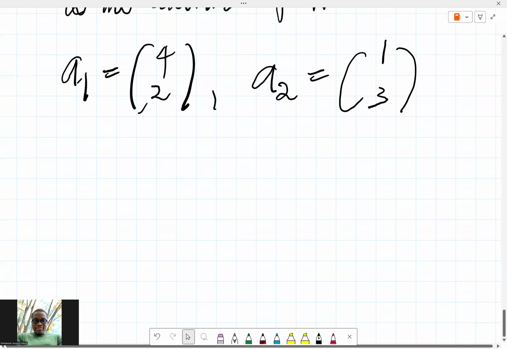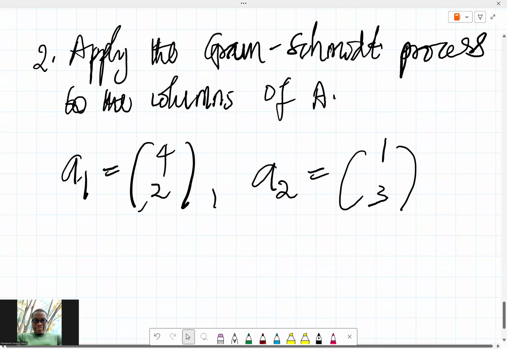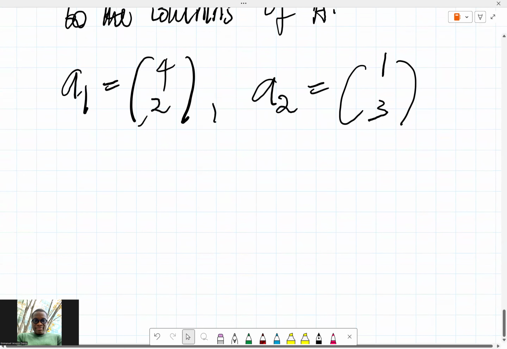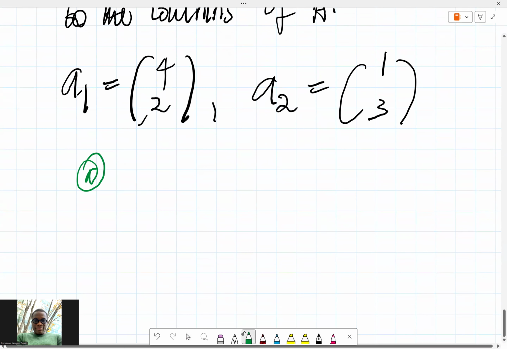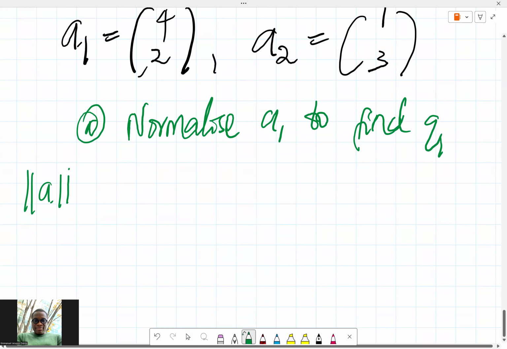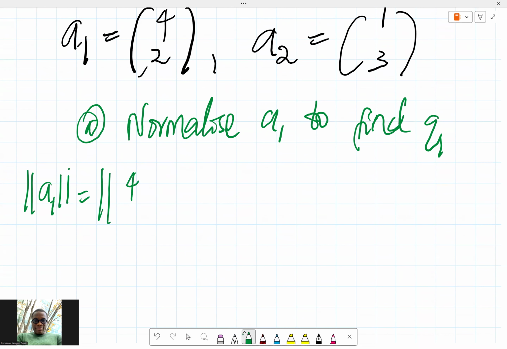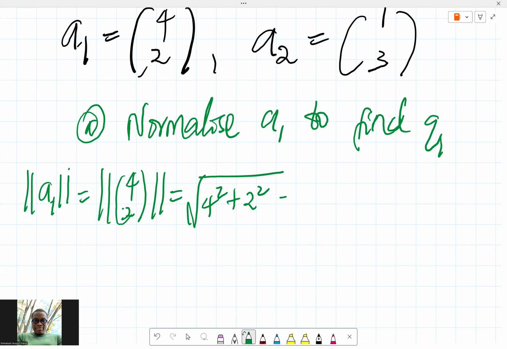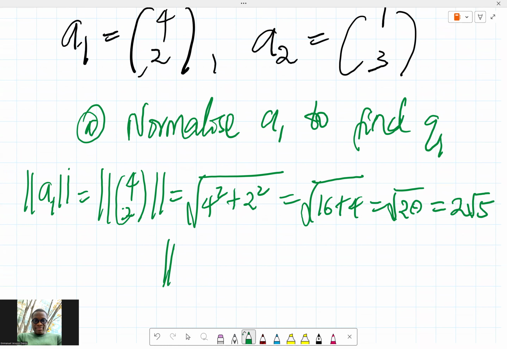Still on the Gram-Schmidt process, we have step A, which is to normalize A1 to find Q1. The norm of A1 is the norm of (4, 2). That means we have the square root of 4 squared plus 2 squared. That's the meaning of norm. That's the square root of 16 plus 4, which is the square root of 20, which is the square root of 4 times 5. That's 2 root 5. So the norm of A1 is equal to 2 root 5.